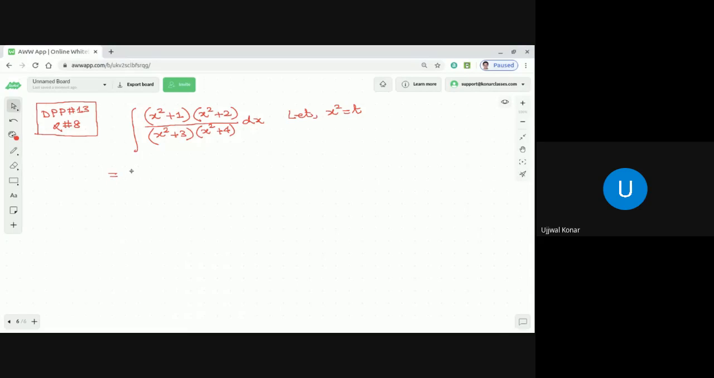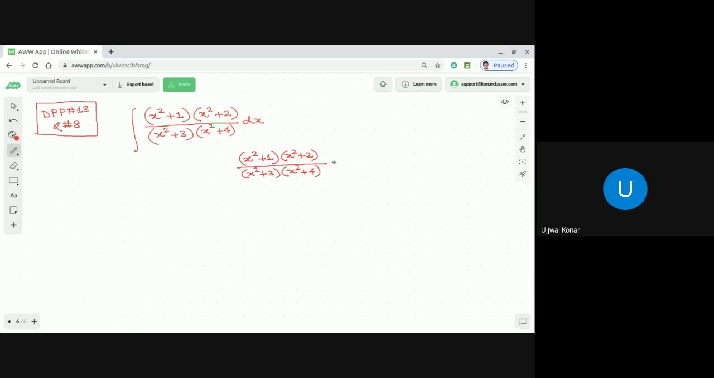So let me write it here. Let us assume that x square equal to t. Are you getting my point? Just let's focus on this expression, that is x square plus 1 into x square plus 2, divided by x square plus 3 into x square plus 4.